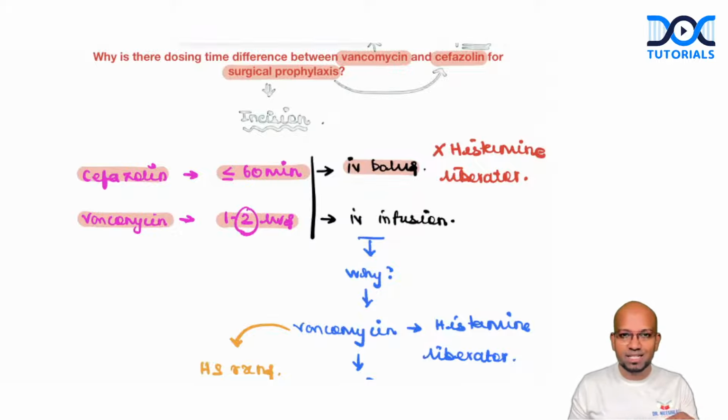Because vancomycin is associated with vancomycin infusion reaction. To prevent it, we have to start the patient on slow IV infusion. It will take at least 2 hours for the infusion to complete. So we have to start the infusion 2 hours before surgery. Whereas cefazolin can be administered as IV bolus, it will not produce any hypersensitivity reaction. There will be no histamine liberation. That's why it can be administered as IV bolus.